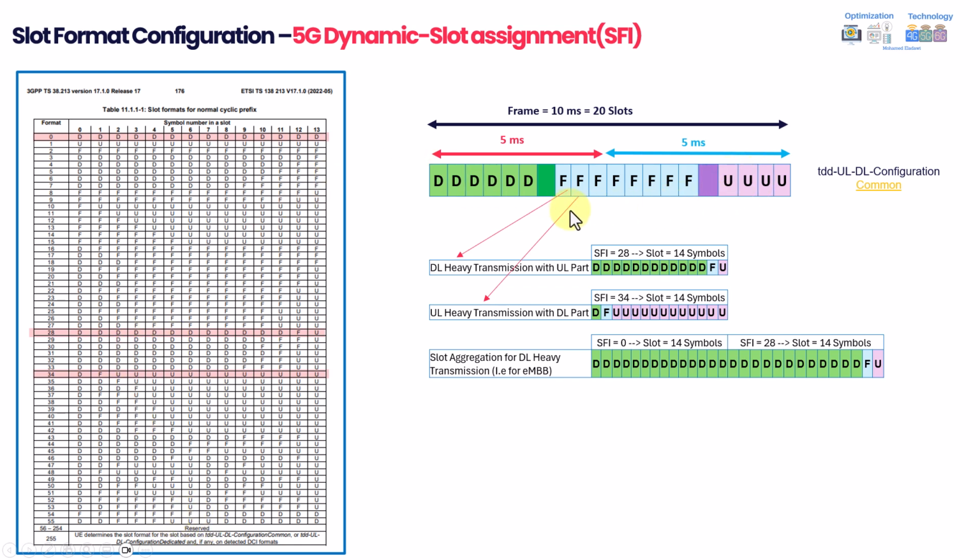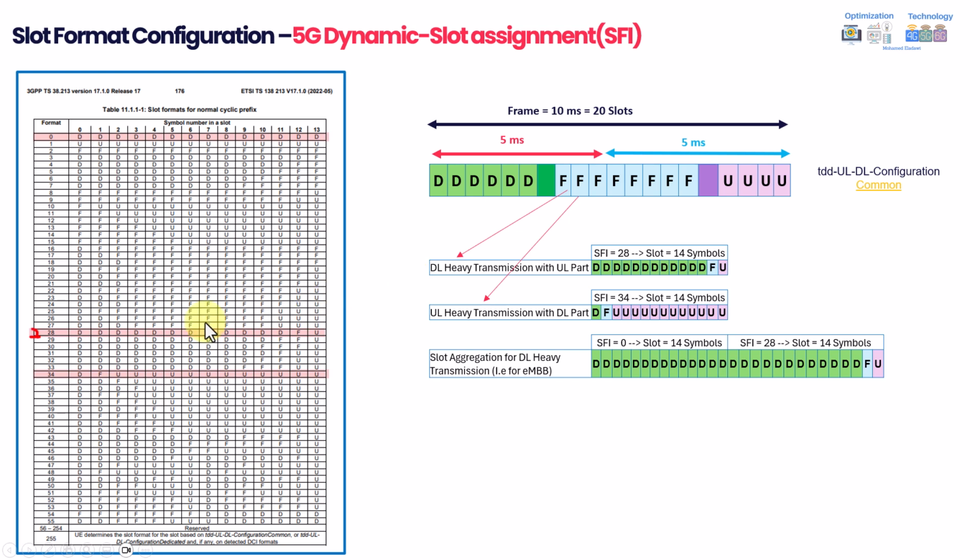Assume now the gNB decided to change this kind of format through DCI 2.0 for a particular user. For example, this kind of slot requires a different slot format. Let's assume SFI 28. Let's assume that the gNB sees this particular user is demanding very heavy downlink traffic. So now it will need to give him more downlink symbols, as you can see here.